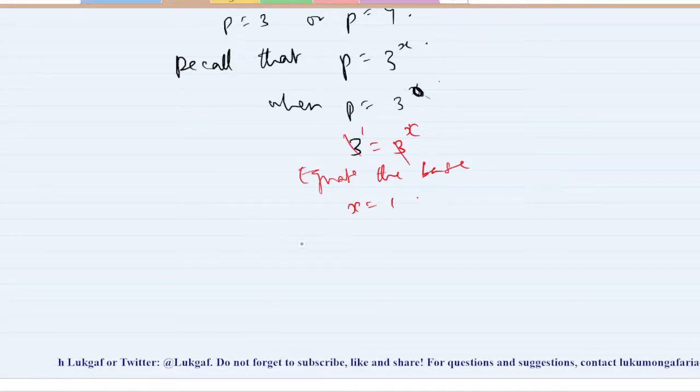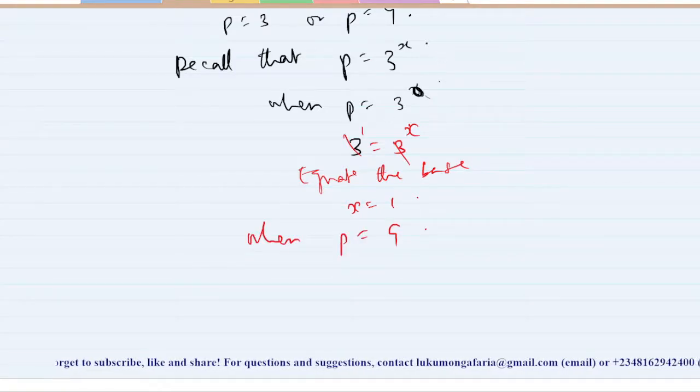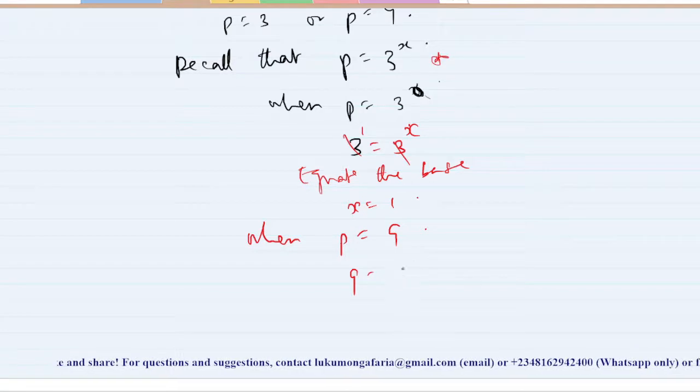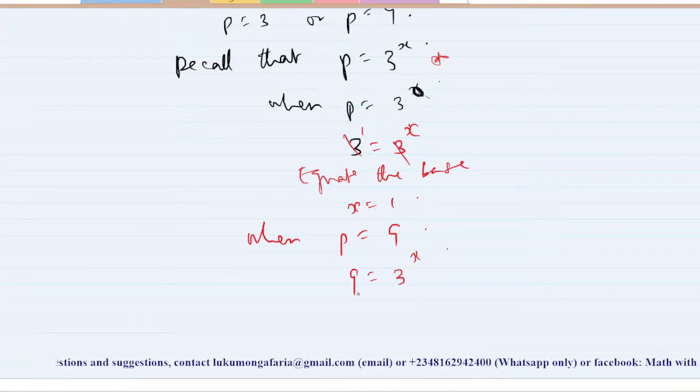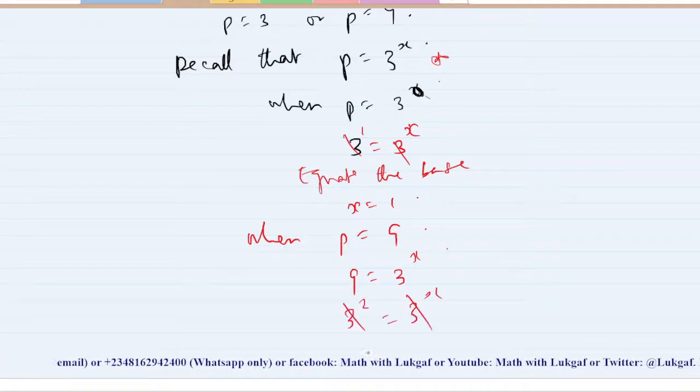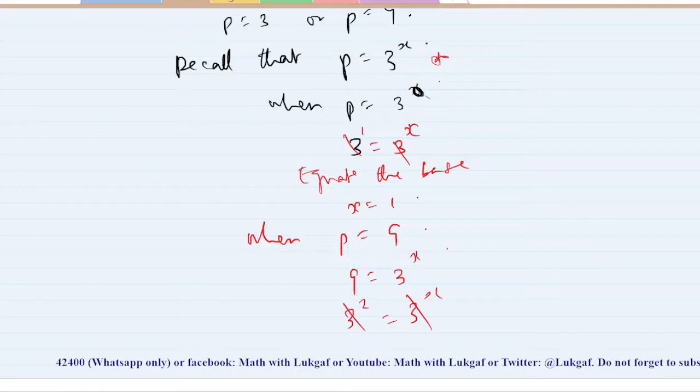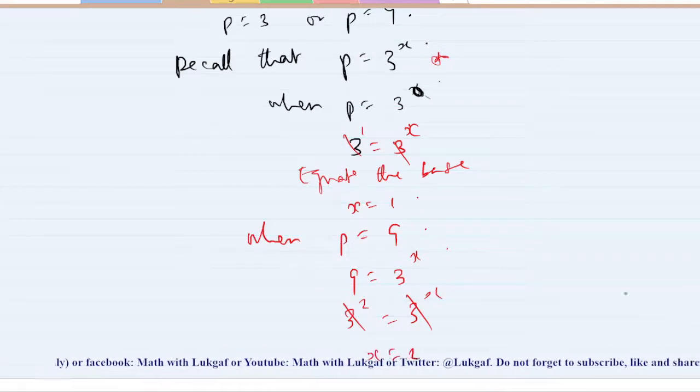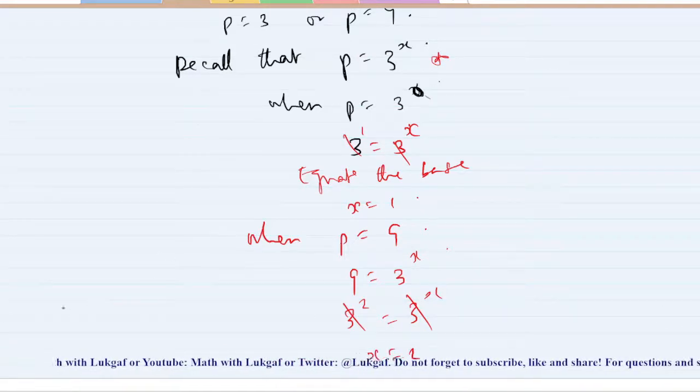Likewise, when your p is equal to 9, then I'm going to have what? This is my equation. 9 is equal to 3 raised power x. I'm going to rewrite this in terms of 3. That's 3 squared is equal to 3 raised power x. And this will cancel this. And I have x equal to 2. You understand now? You now conclude by saying, therefore, x equal to 2 or x equal to 1.